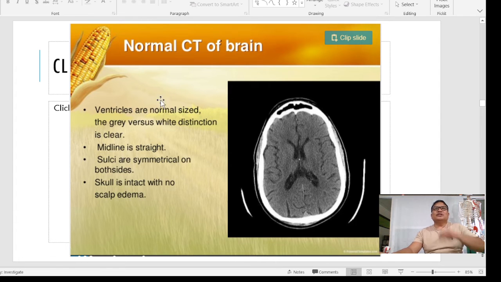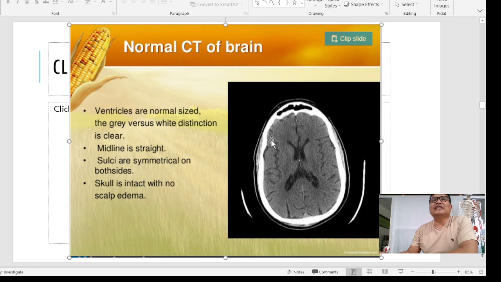So look here, we can identify the problem here. Ventricles are normal size. The gray versus white distinction is clear. Midline is straight. So look at this one. This is your ventricles. What is the normal appearance of ventricles? If you're going to draw, at this level, so forehead, if leveled down a little, the ventricles here are connected, with a butterfly appearance. Then you check if the midline is straight.